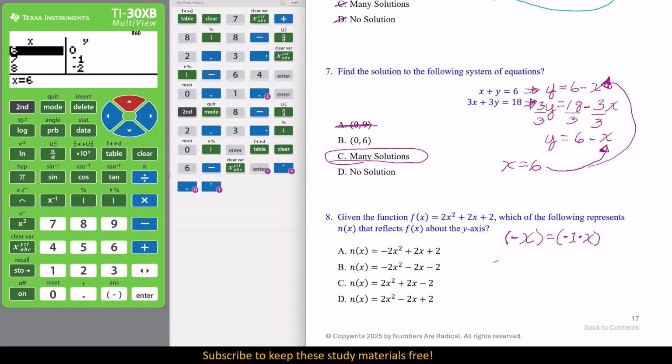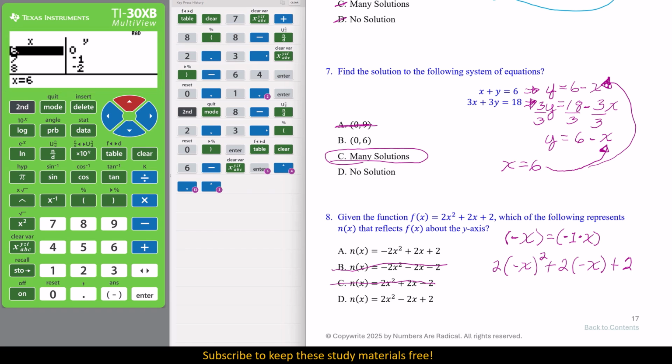Okay? So I have 2, and then in parentheses, I'm going to put a negative x. And then plus 2 in parentheses, negative x. However, the plus 2 is unaltered. You do not change that. Now, that little fact, that little property helps us eliminate B and C.